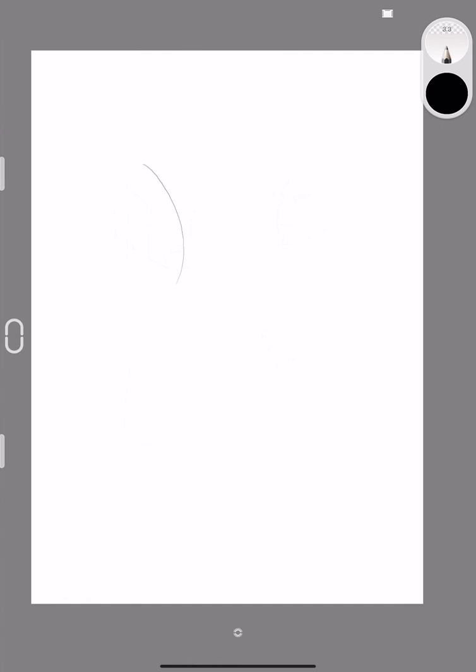Now again, looking at the angle of eyes, nose, mouth, and chin. In this instance, where we always start with the face is the nose.